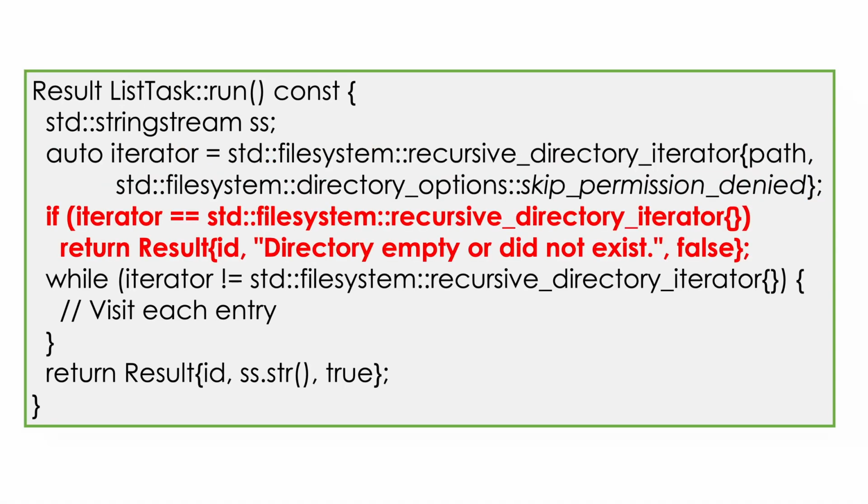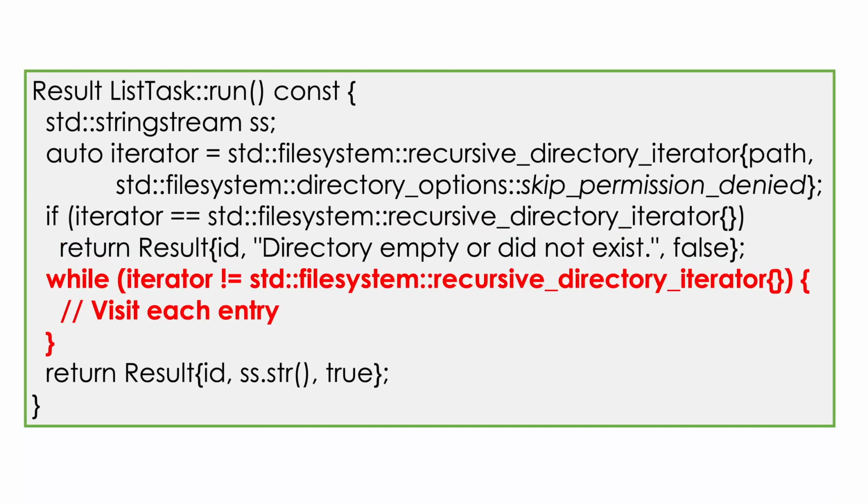Then we do a check once we've created the iterator and the string stream that we're storing the results in. That check is to see if the iterator is equal to the default constructed recursive directory iterator. This basically just says, hey, is the directory empty or did it not exist? And if that check is true, we just return a result that says basically I was not successful, either I couldn't open it or the directory doesn't exist.